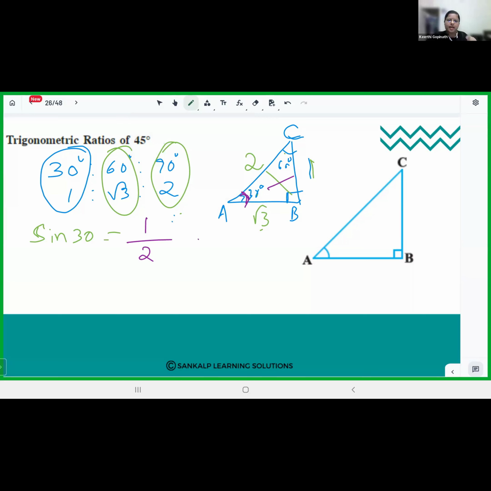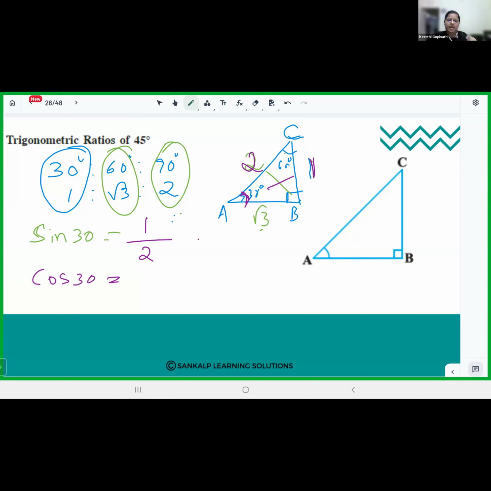Here we are finding out the value of sine 30. So consider angle 30 and find out the opposite side of 30. What is its opposite side? Opposite side value is 1. And what is the hypotenuse of that triangle? It is 2. So what is the value of sine 30? 1 by 2.